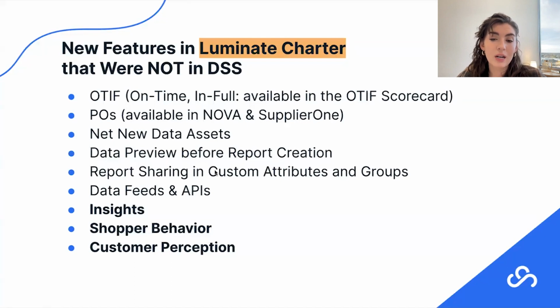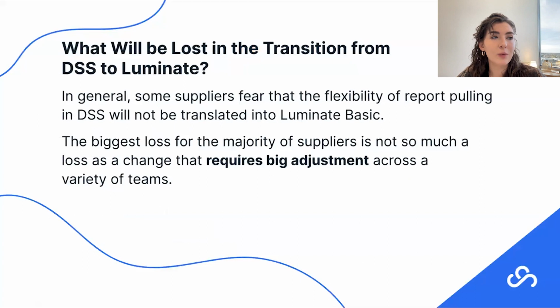Report sharing in custom attributes and groups. So just having more flexibility between your teams. And then data feeds, APIs, as well as that insights, shopper behavior, and customer perception. And those are bolded because those are the ones that we've heard the most excitement from when it comes to suppliers. All right, so what's going to be lost in transition from DSS to Luminate?